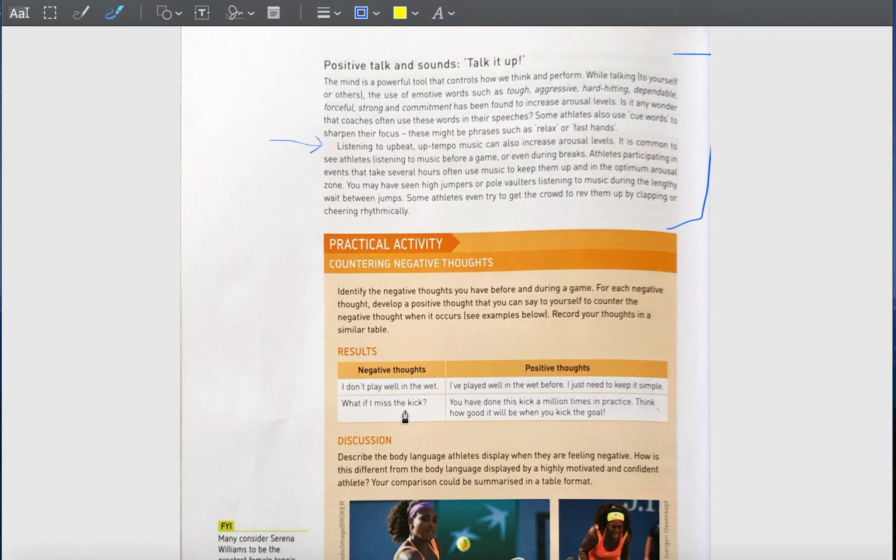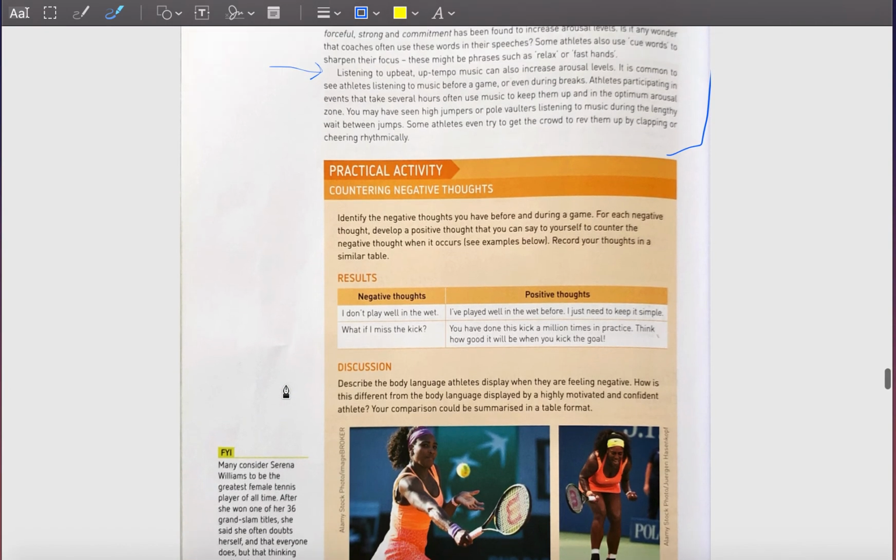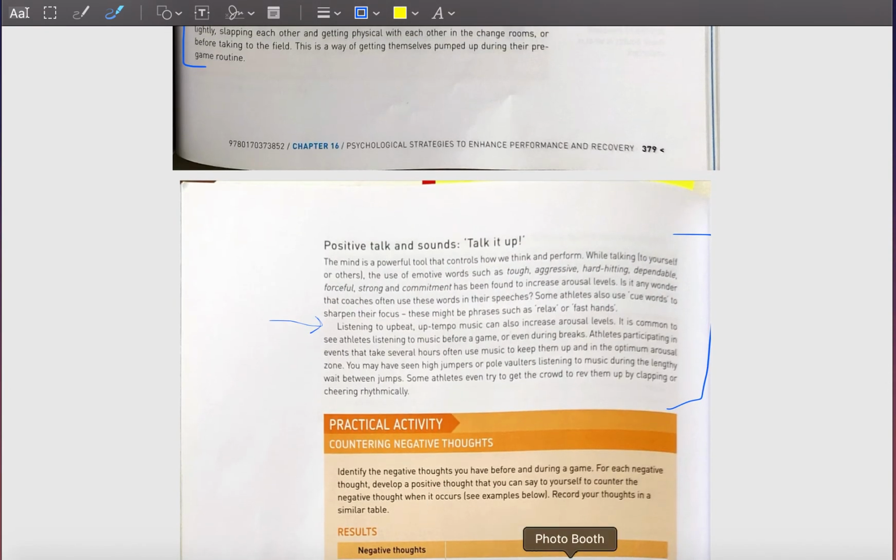"What if I miss this kick?" No, you've done this kick a million times in practice. Think of how good it'll be when you do kick that goal. Changing negative into positive thoughts is something that athletes will practice and perform highly at when they've had that practice.